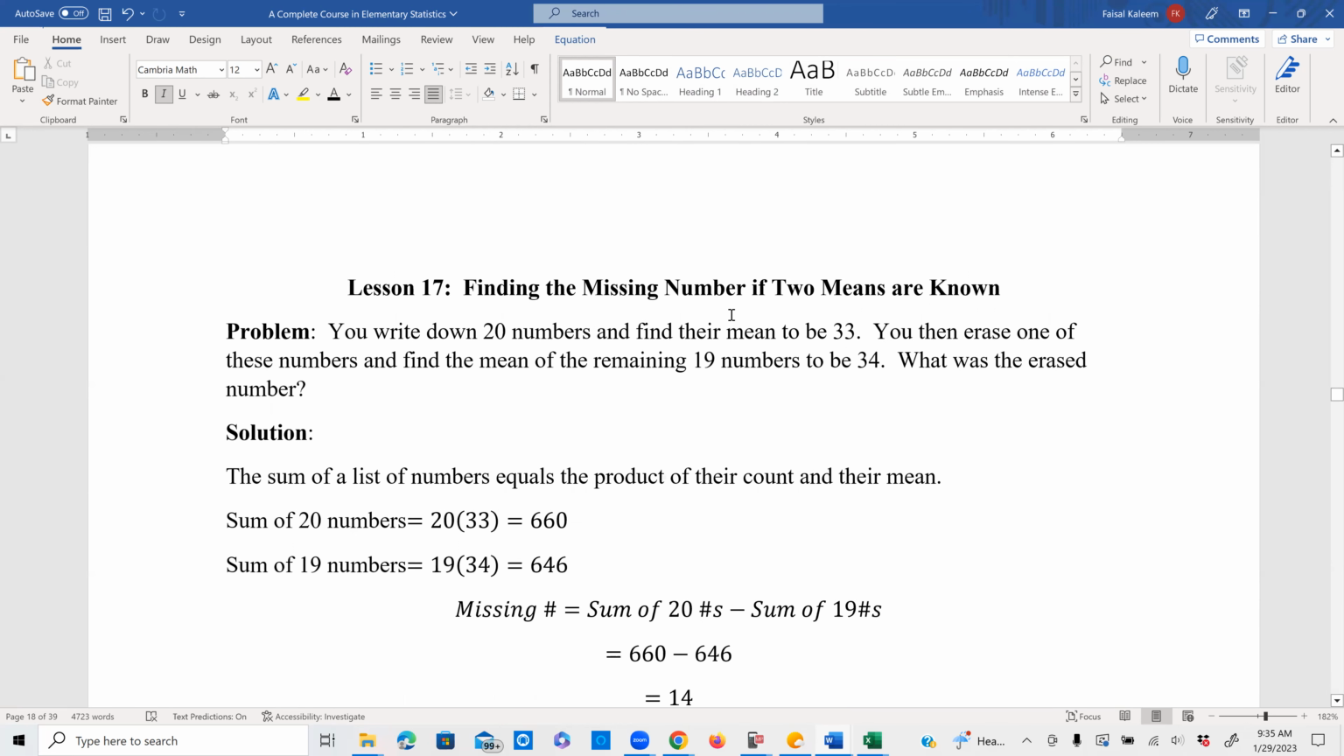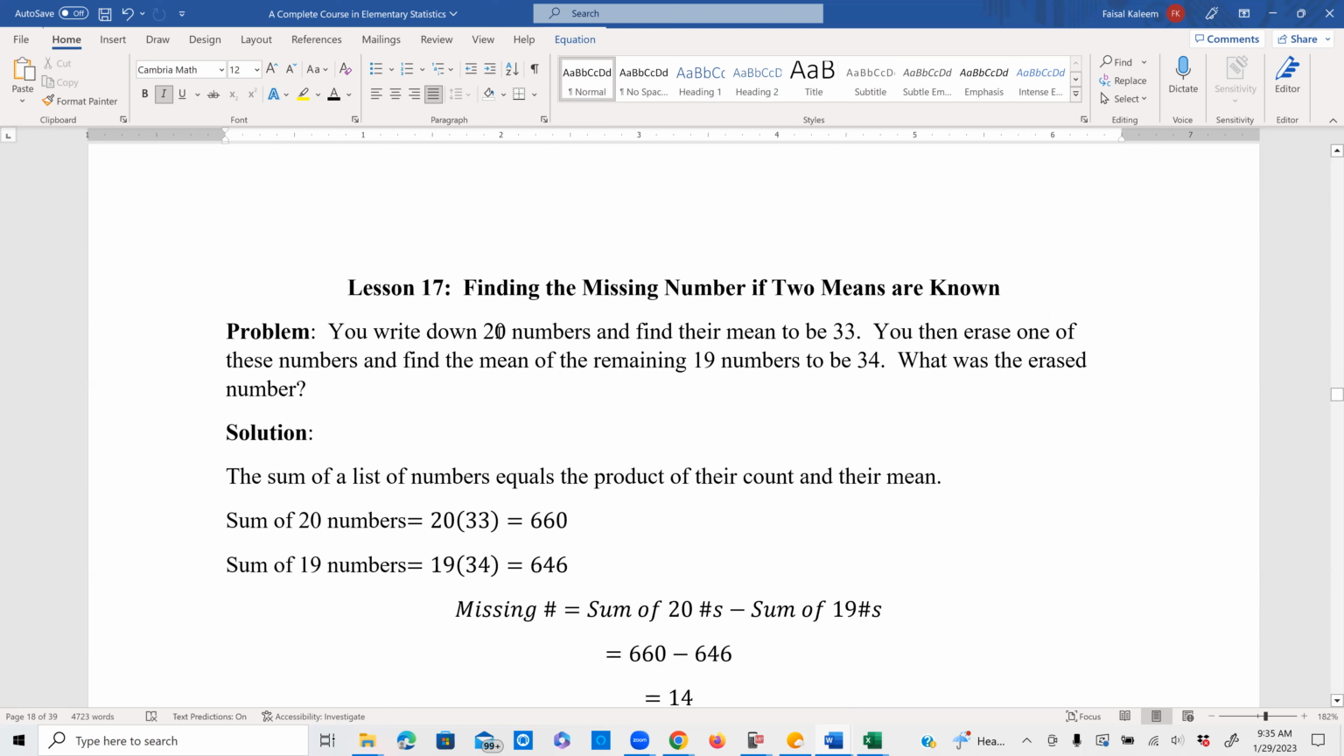Finding a missing number if 2 means are known. Problem: you write down 20 numbers and find their mean to be 33. Then you erase one of these numbers and find the mean of the remaining 19 numbers to be 34. What was the erased number? So the rule we use here is that if we want to calculate the sum of a certain list of numbers, we multiply the count by the mean.